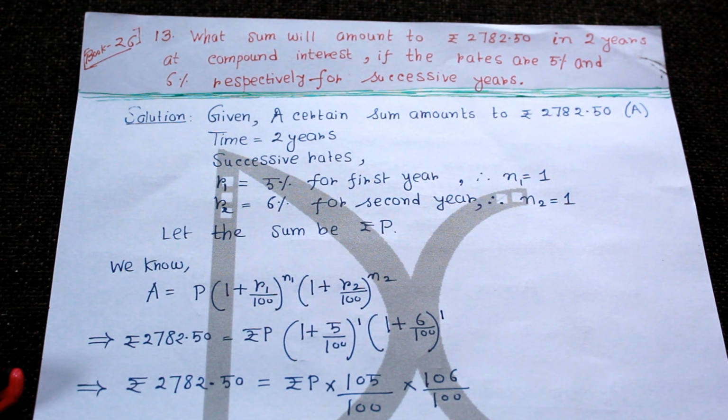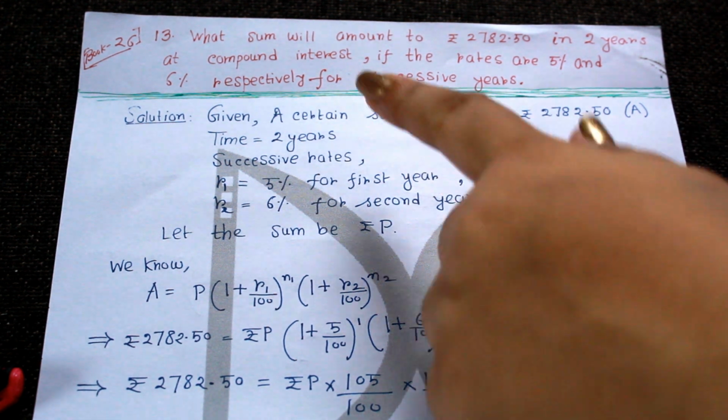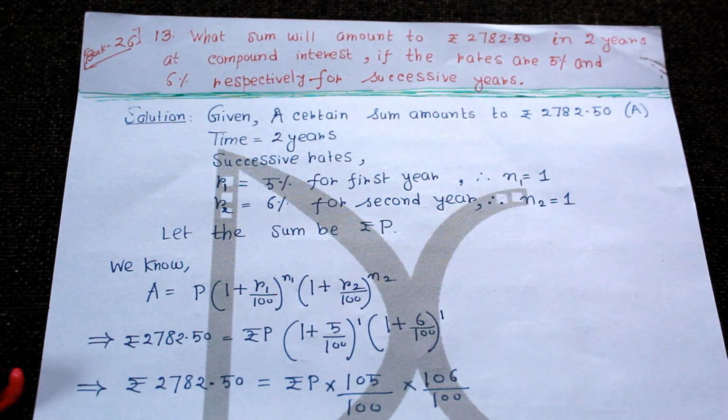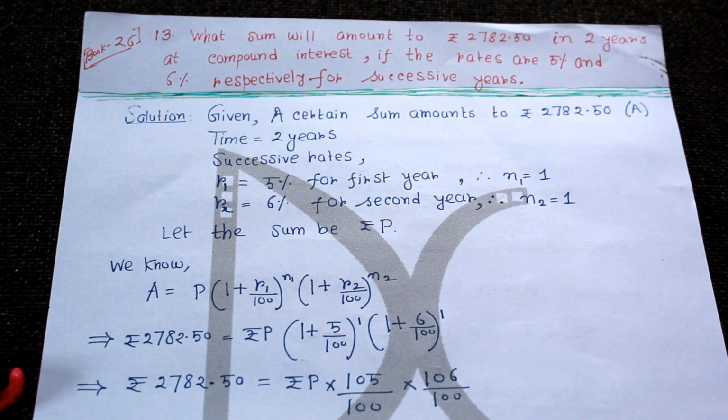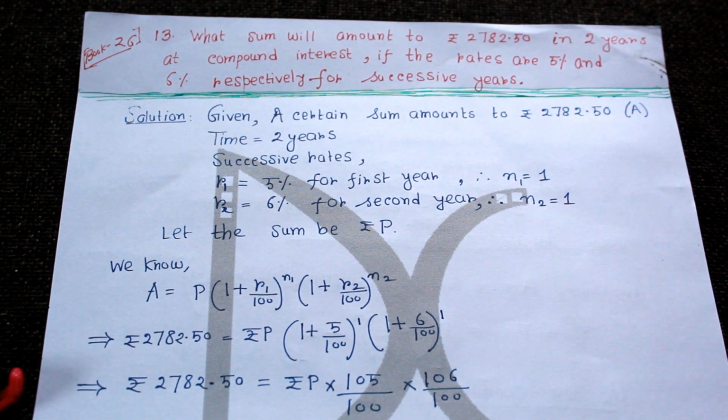Time is 2 years. Since the annual rates are given, we are considering the time as 2 years, meaning the number of terms will be 2 only. But since the rate is given in successive form, for the first year we take the rate as 5% and for the second year 6%. You have already seen how we take the rates for successive years. Okay, see how it is done.